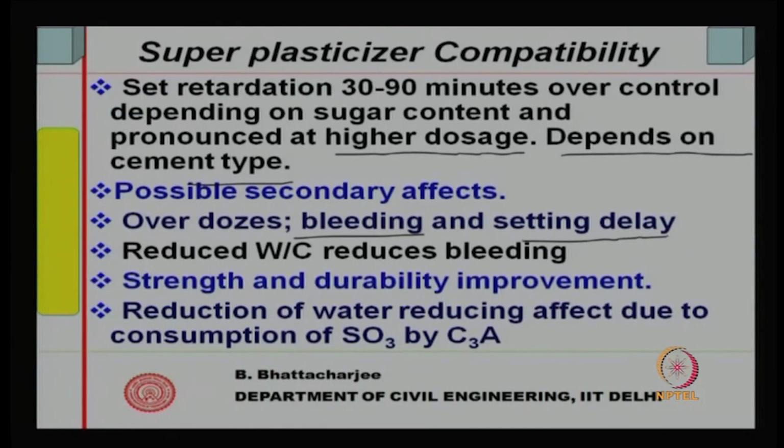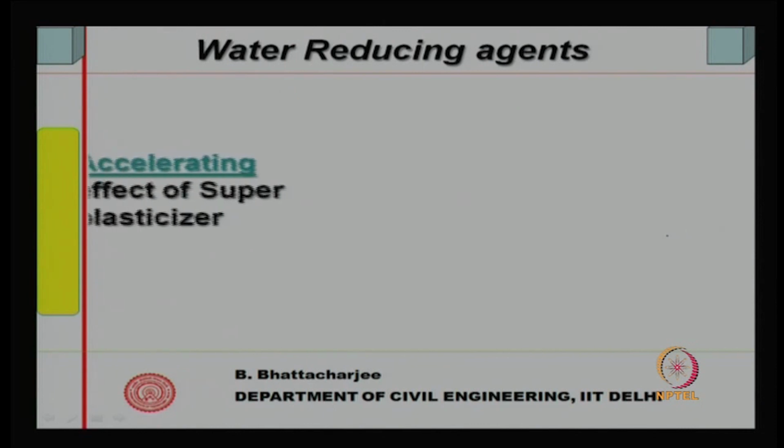But supposing the SO3 is consumed by C3A, excess C3A being present in the cement, then reduction of water reducing effect could be there. So, type of cement also matters.